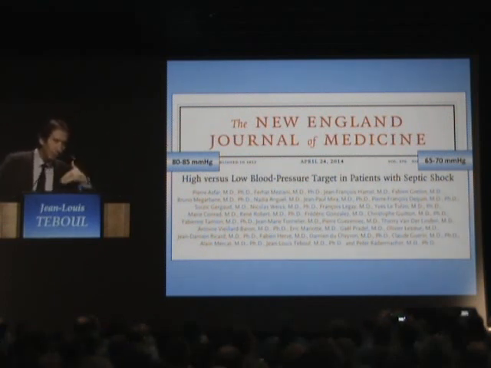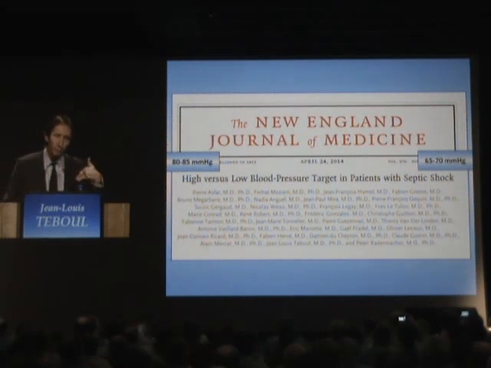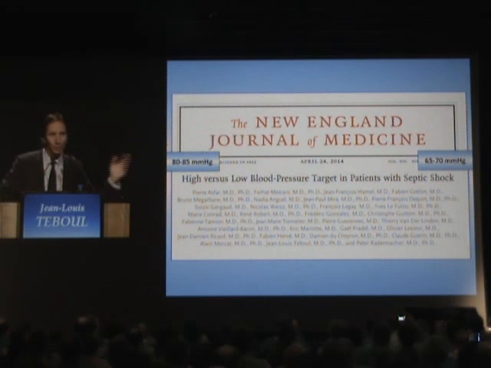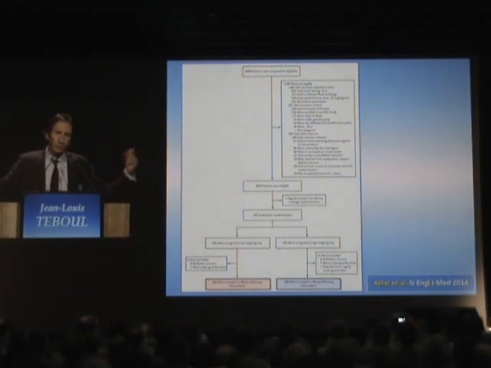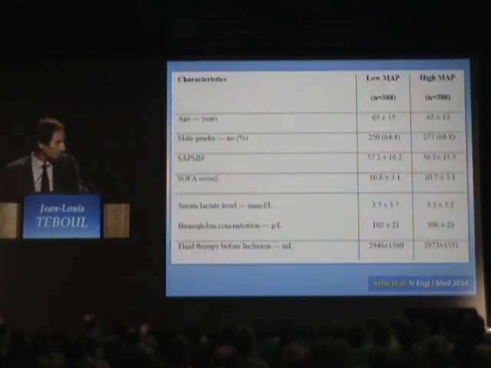65 to 70 millimeters of mercury, which was the low MAP group, and 80 to 85 millimeters of mercury, which was the high MAP group. And we included maybe 400 patients in each group, more or less.